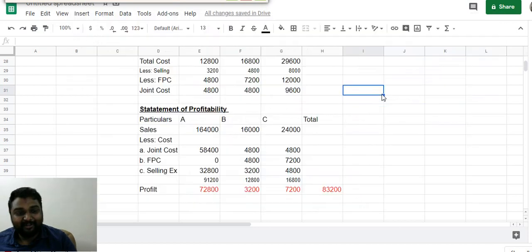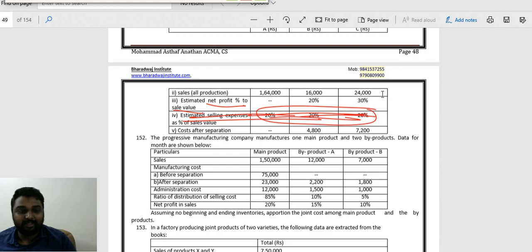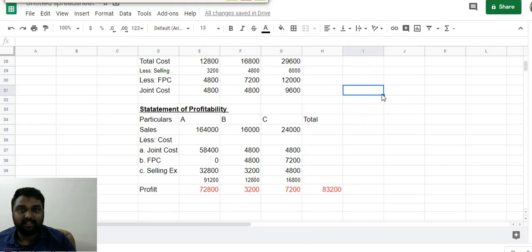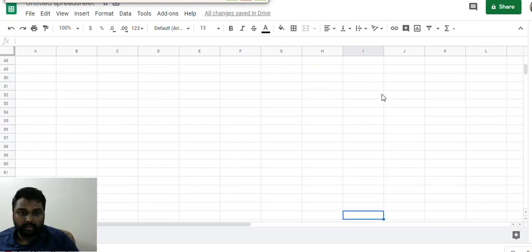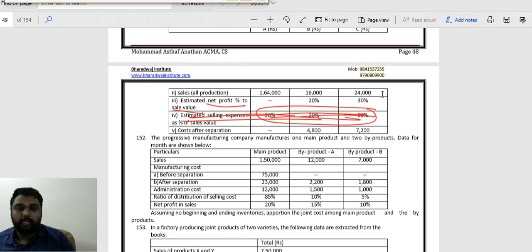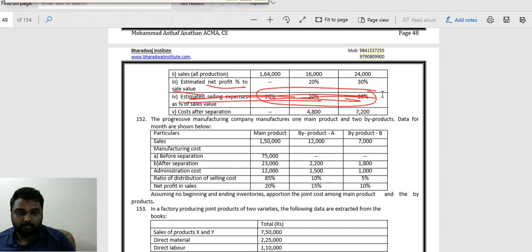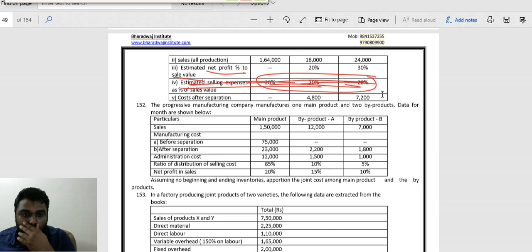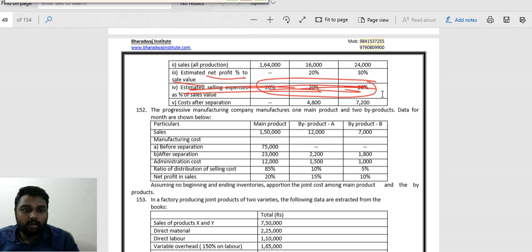One is how it comes without selling expense, and one is how it comes with selling expense. Are you ready? Now we can go for another question. Any doubt? Are you ready? We'll go for another question.